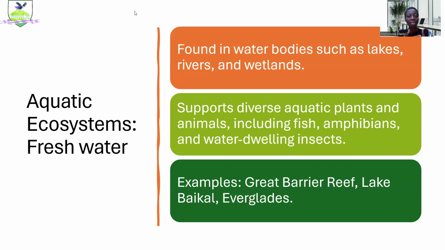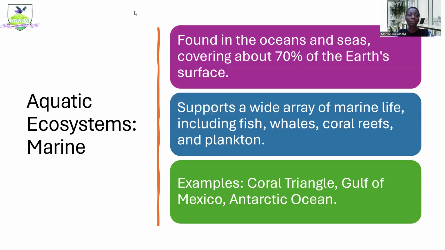What of the aquatic ecosystems? This can be classified into freshwater and marine. Let's start with the freshwater. The freshwater ecosystem is found in water bodies such as lakes, rivers, and wetlands. It supports diverse aquatic plants and animals like fish, amphibians, and water-dwelling insects. Examples include the Great Barrier Reef and the Everglades.